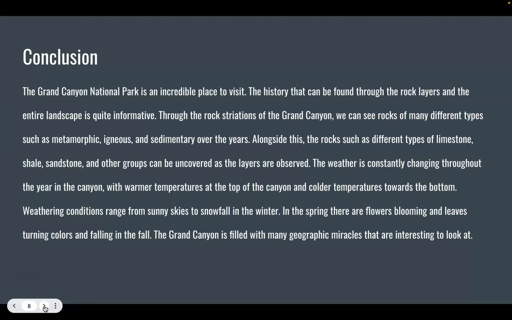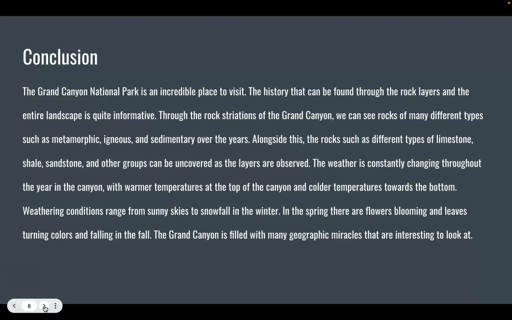And then the conclusion is the Grand Canyon, if you've never been, it's a great place to visit. It has so many different processes and landscapes, and sightseeing places for you to step out on. Lookouts is what they're called, and the history can be found in the rock layers, which is very informative if we dive into it. Through the rock striations of the Grand Canyon, we can see rocks of many different types, such as metamorphic and igneous, which started at the beginning and formed the Grand Canyon, and now we see the sedimentary rocks that have been layered upon each other.